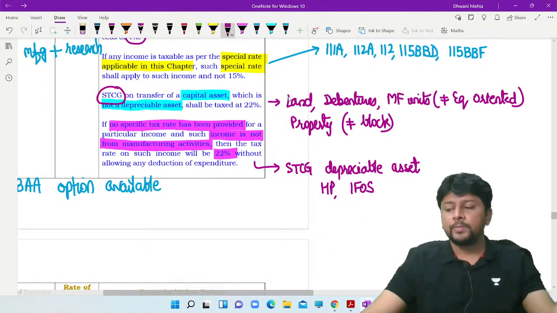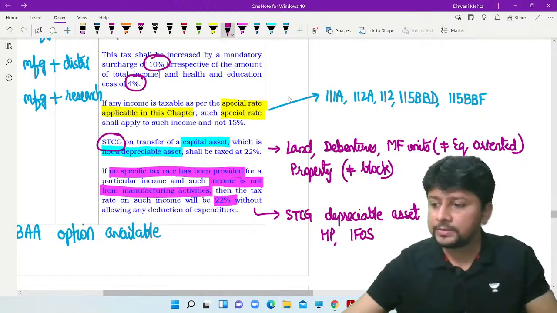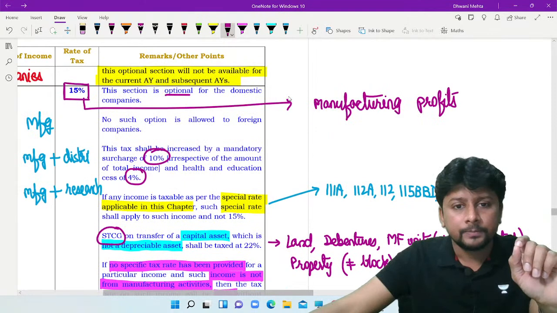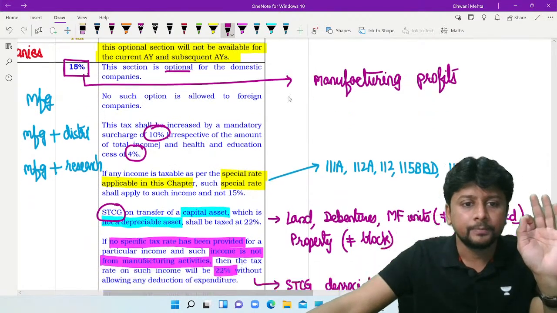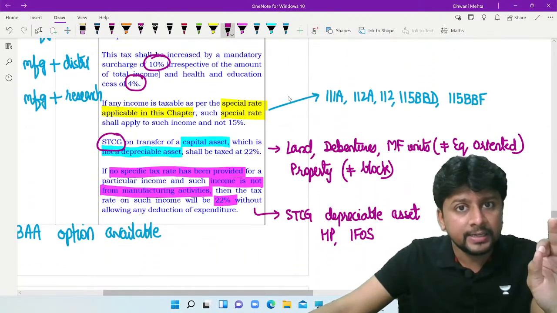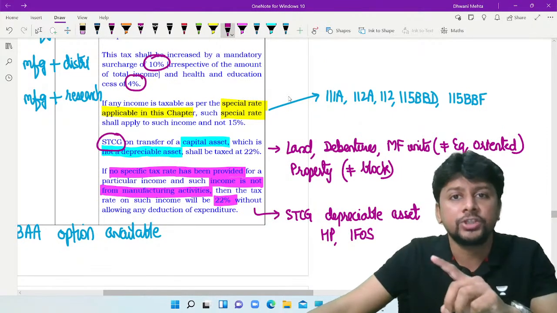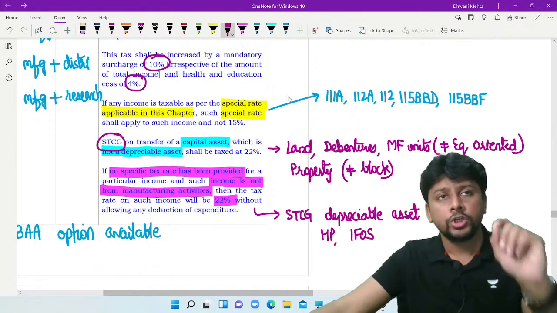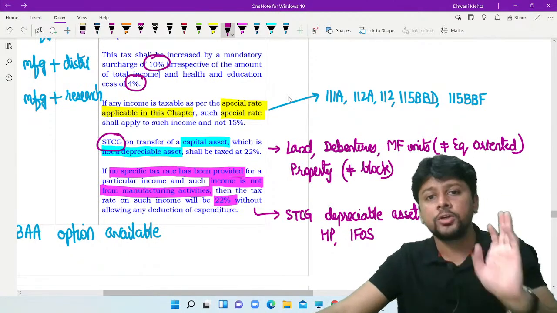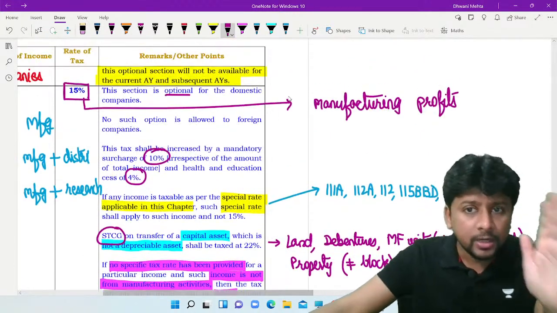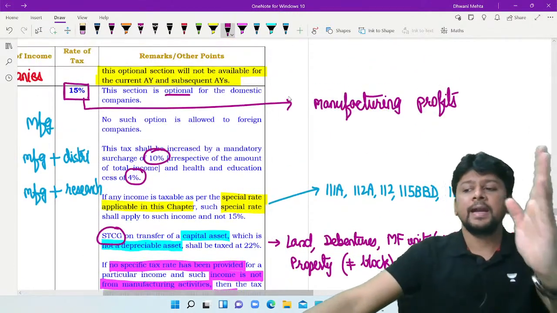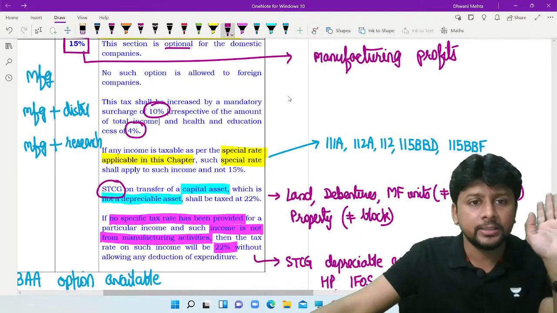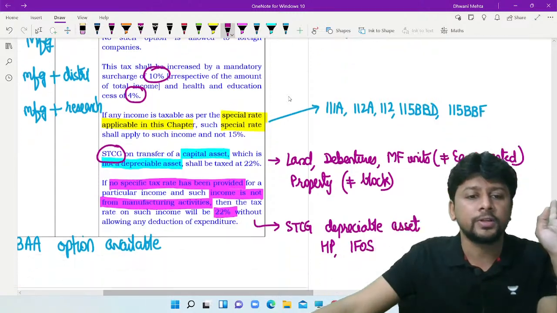That means if special tax rate applies, then apply the special tax rate. If no special tax rate is applicable and it is a non-manufacturing income, 22%. Short-term capital gain other than block of asset, 22%. That means only manufacturing profits are covered, and that is at the rate of 15%. Mandatory surcharge of 10%, health education cess of 4% the moment you opt for this section.